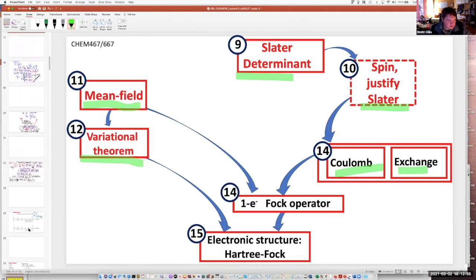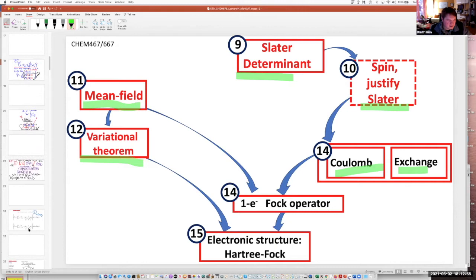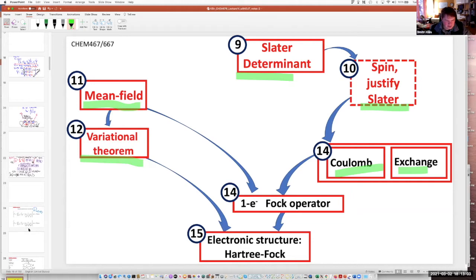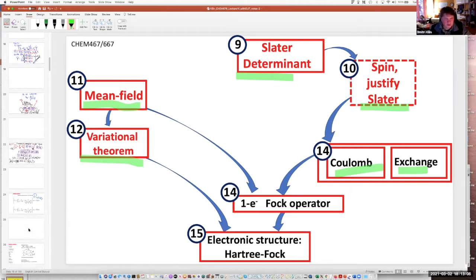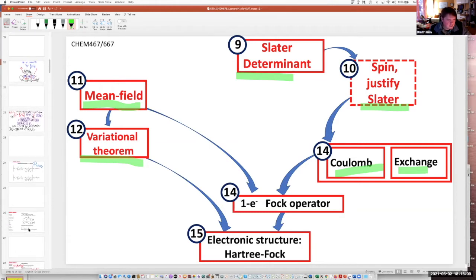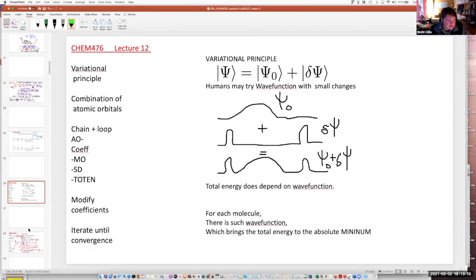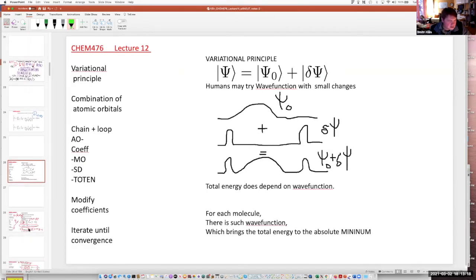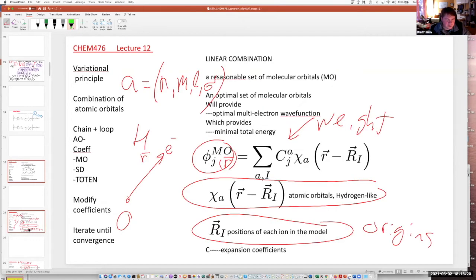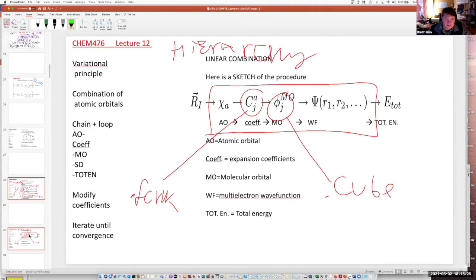I'll skip stuff that we did previously. Yeah, just maybe I'll repeat. I will give a little tour over these concepts on Friday to go over them. So the last thing we did was the variational theorem, and then we considered the composition of molecular orbitals out of atomic orbitals. And then we discussed that Hartree-Fock theory will be modifying expansion coefficients for expanding molecular over atomic orbitals until we minimize the total energy.